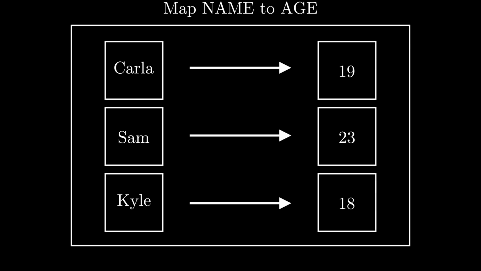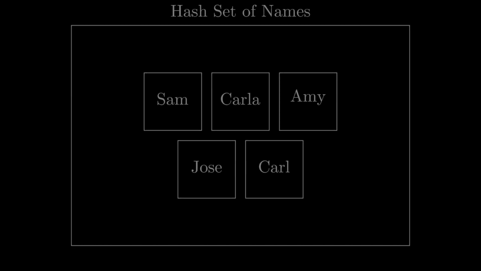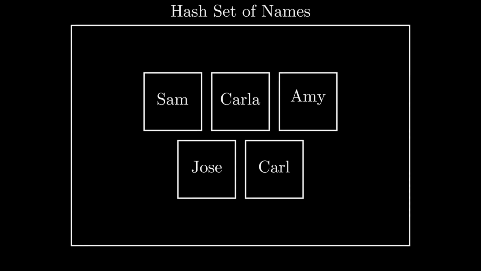However, we don't always need to map a key to a value. Sometimes we just want to remember the keys. This is when we use a hash set. A hash set is like a hash map, except it only stores the keys. It doesn't map any keys to values. You can ask your hash set if the name Carl exists in it, and it would answer quickly in O of 1 time.